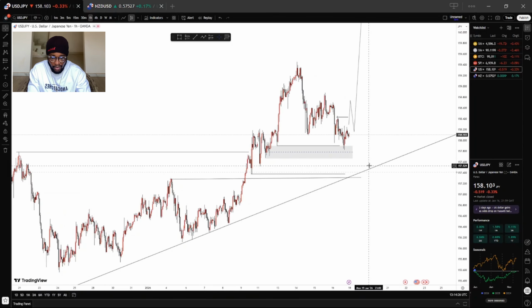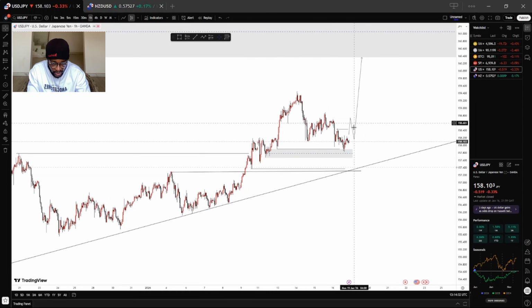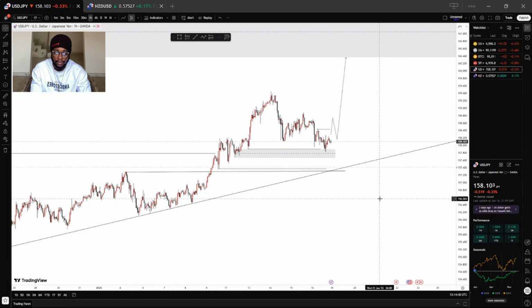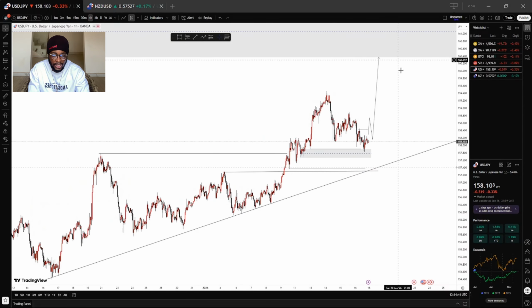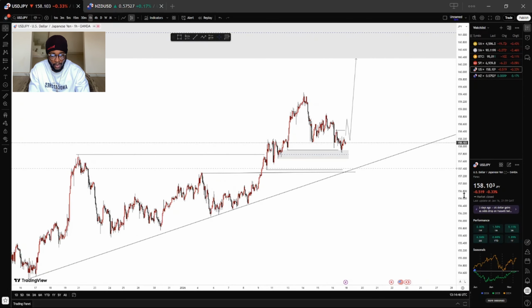And if this level fails, if this doesn't happen, this is where I'll be looking to buy USDJPY around this level, or as soon as this liquidity is taken. Okay, if I find any bullish sentiment, I'll take it and I'll target 160 level as usual. So that's all for USDJPY. Let's go to the S&P.